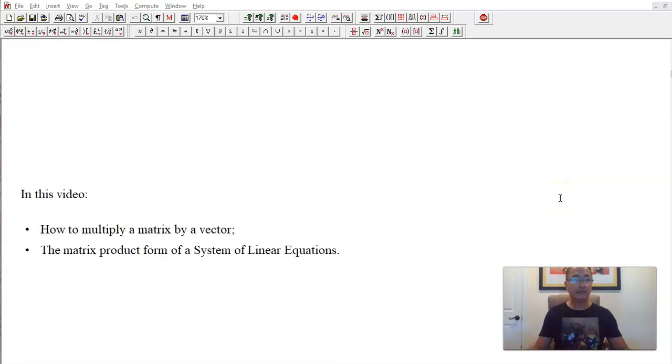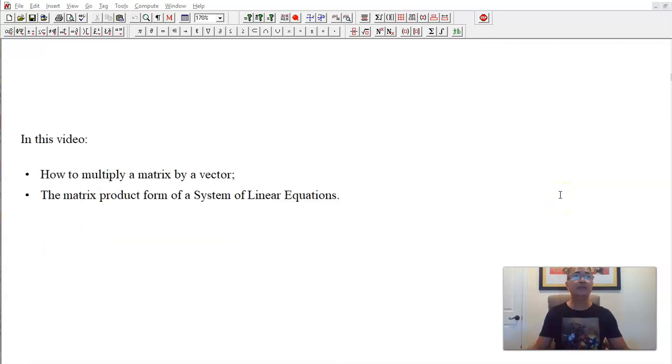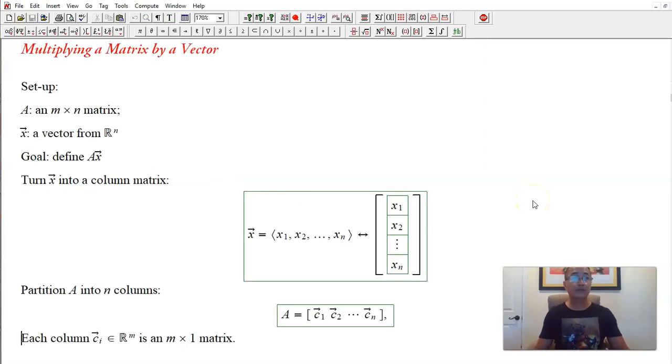We are going to have a couple of items on our agenda. We will learn how to multiply a matrix by a vector, and we're going to use this to rewrite a system of equations. So we will see what is called the matrix product form for a system of equations. Okay, so first we have to set up our scenario.